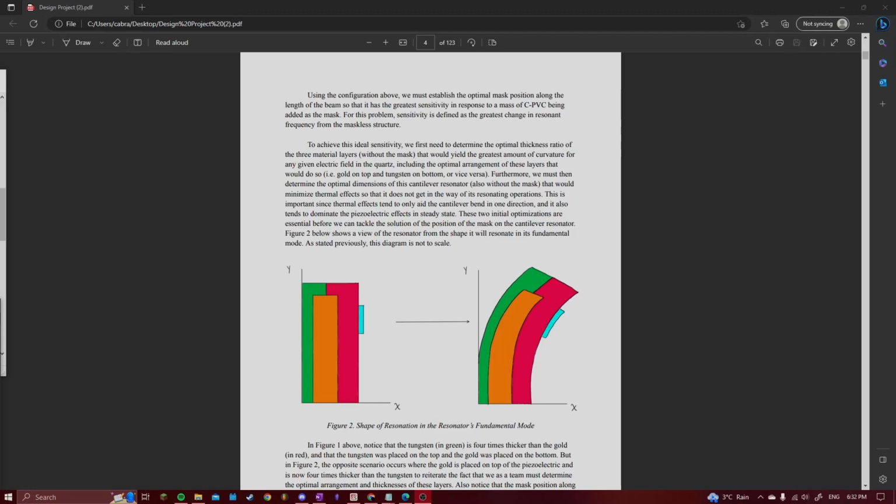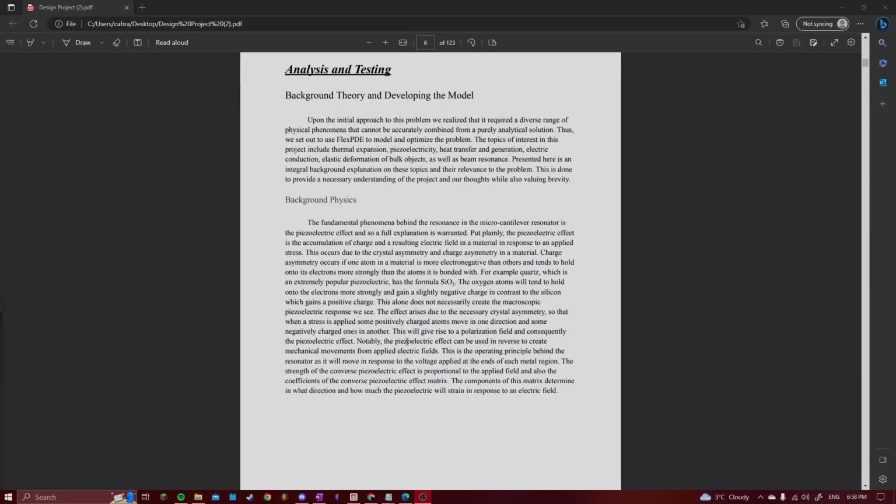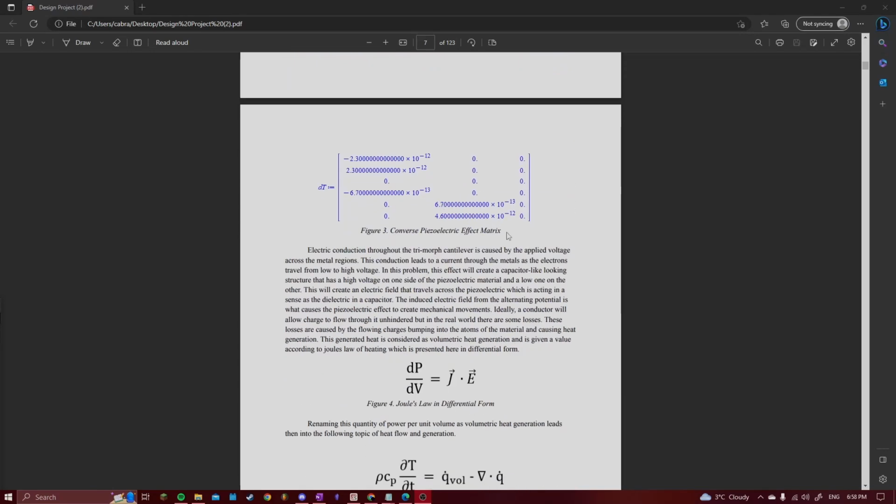And then after this, we will use our optimized resonance structure to optimize the mask position as was initially desired. Some key things to understand before we build the model. For piezoelectricity, the direction and magnitude of strain in response to an applied voltage, which creates a field, will be calculated by this matrix right here.